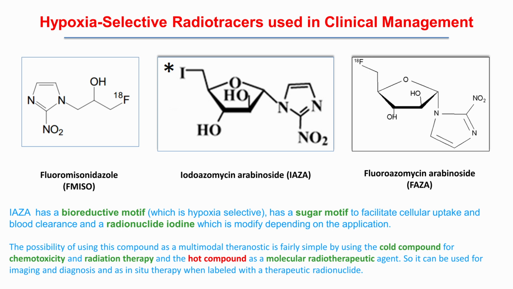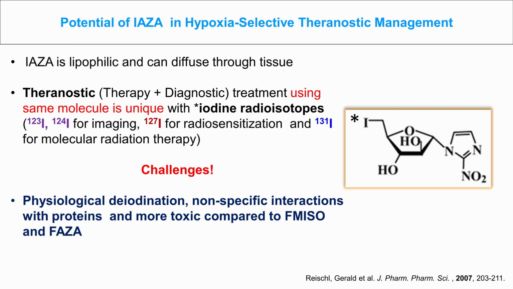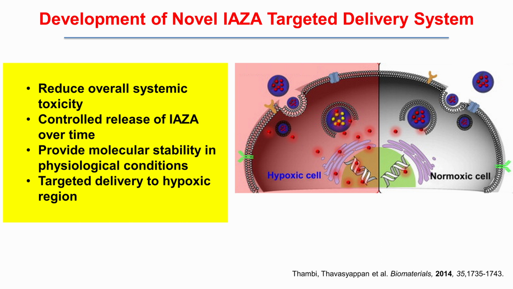This drug is lipophilic, so we are able to encapsulate it in our nanogel. Like I said, using the same molecule is unique. We can use 123I and 124I for imaging, 127I for radiosensitization, and 131I for radiation therapy. Our goal is to have a controlled release of the drug over time, and we provide molecular stability of the drug in physiological condition.